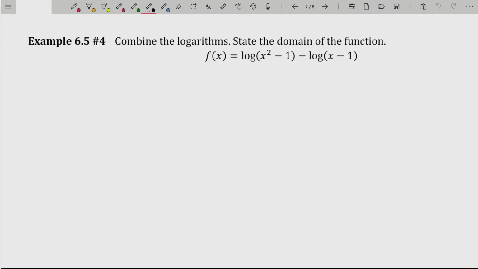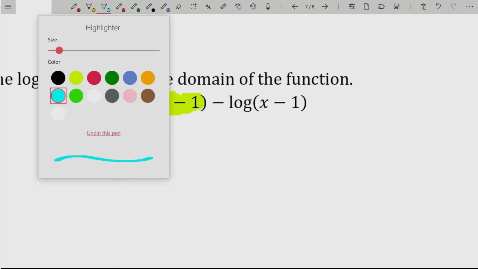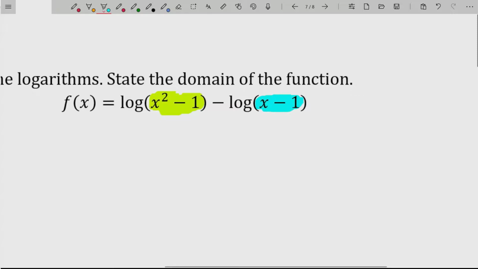Now let's switch gears. Let's combine logarithms. Notice this one is still asking us to state the domain of the function. So let's start with that. It's always good to start with the domain question before we screw this up, essentially. So let's go ahead and answer the domain question. We need this argument right here to be positive. And we also need this simultaneously to be positive as well.